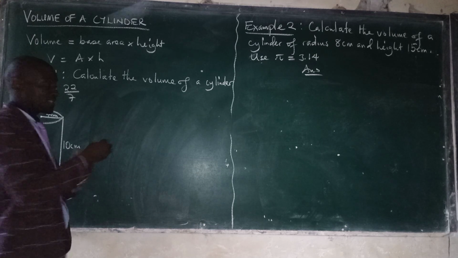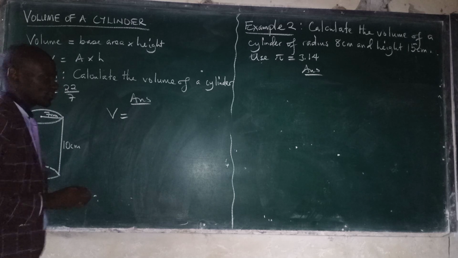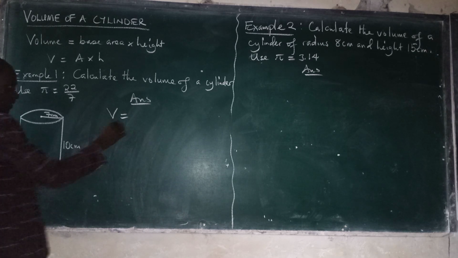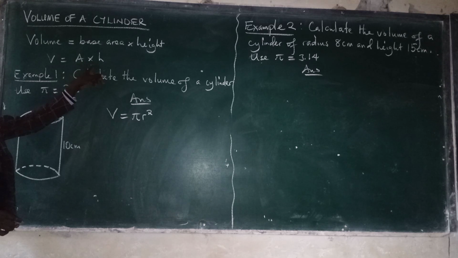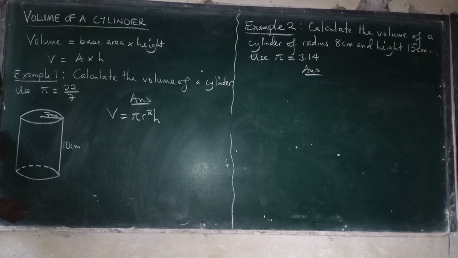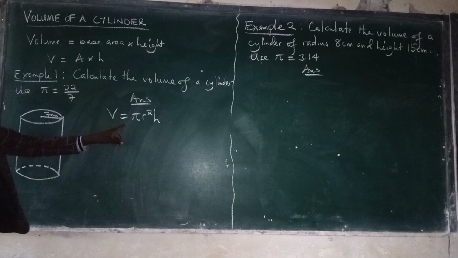But in particular with a cylinder, we say volume is equal to base area. Now, if you look at the base, it's a circle. The area for a circle is simply pi r squared, then times h. So it therefore becomes V is equal to pi r squared h. You can memorize this formula so that every time you are asked about a cylinder, it's easy for you to solve it.